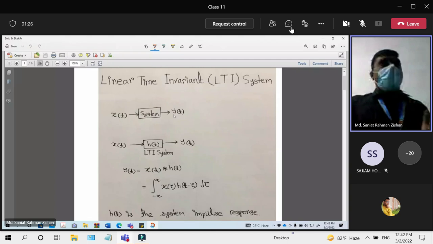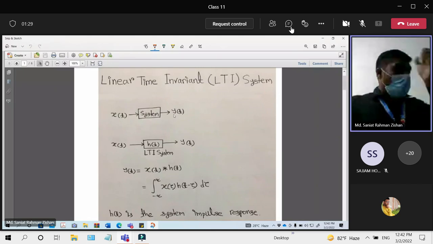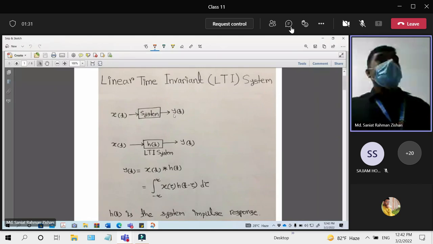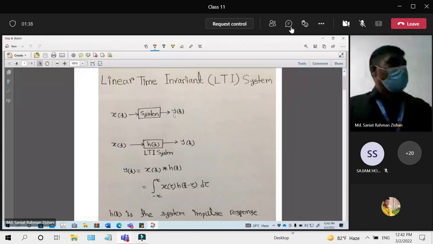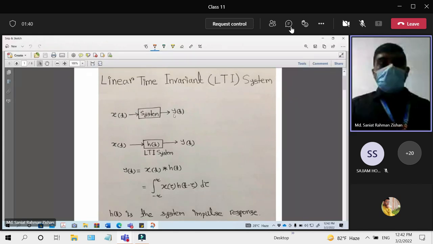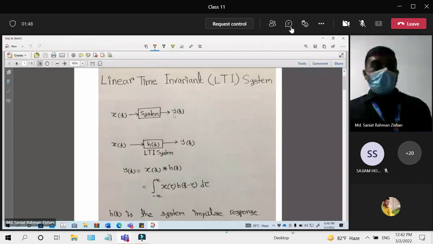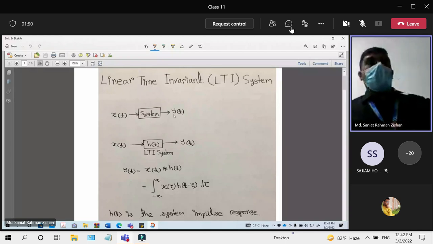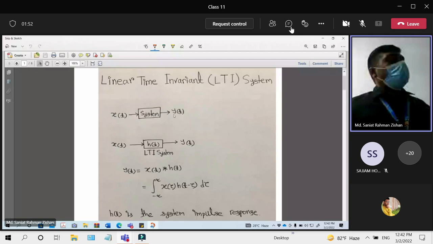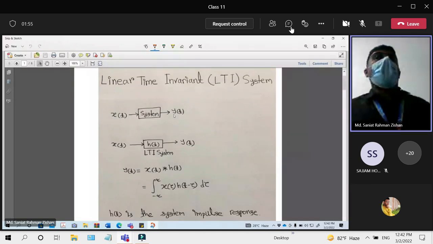Now, these two systems are very important for us. One is linear and the one is time invariant system. Why? Because let's say you are going to design a system. What will be your objective? To make the system linear or to make the system non-linear? If you just think about the system, then it should be linear. Why? Because for linear system, you can predict the output based on the input. Let's say for input x(t), output is y(t). For input 5x(t), what will be the output? That will be 5y(t).